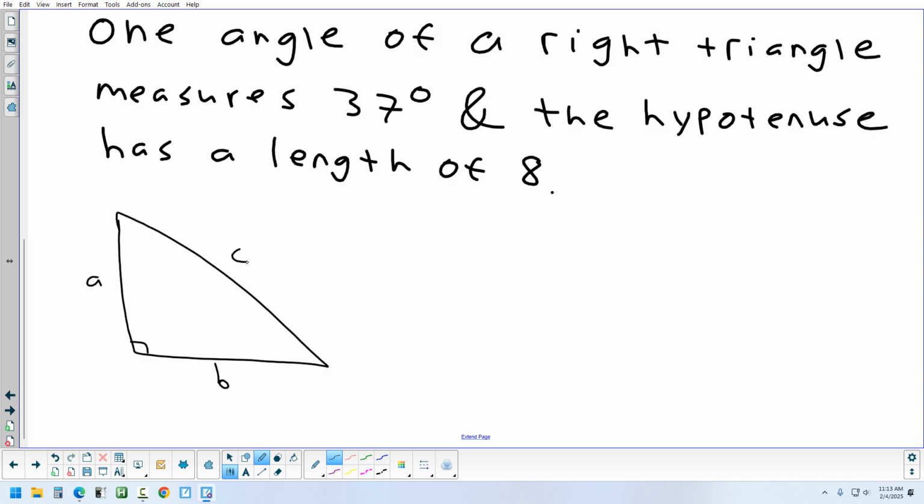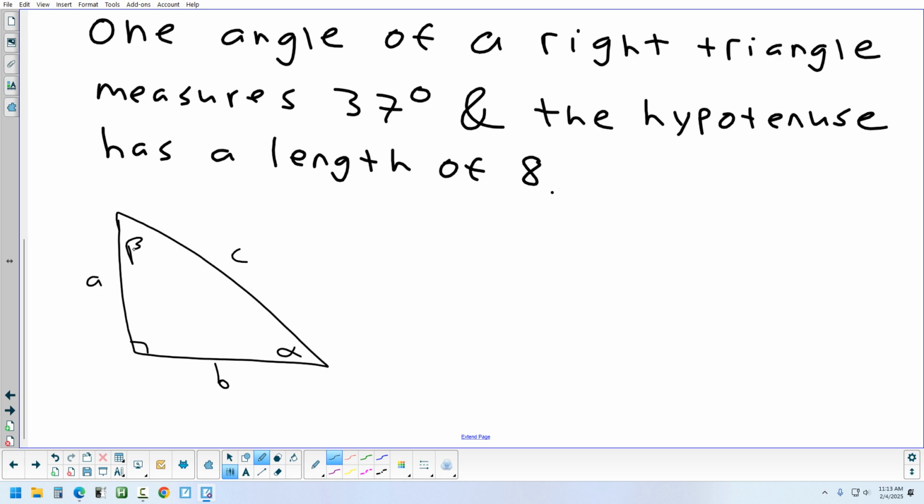No, I'm thinking of a Greek letter. Alpha. And what do we always call the angle across from B? Beta. Okay, now I'm going to start to fill in that's my diagram. We know that one angle is 37.